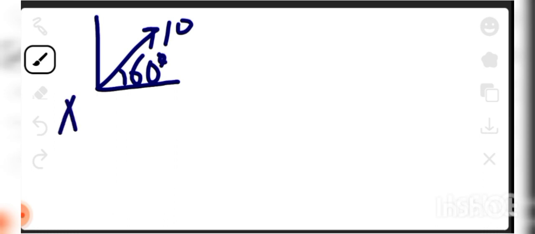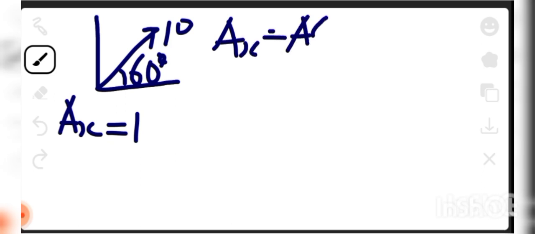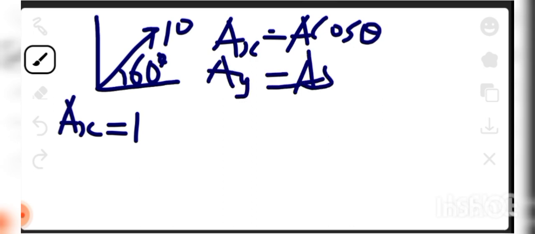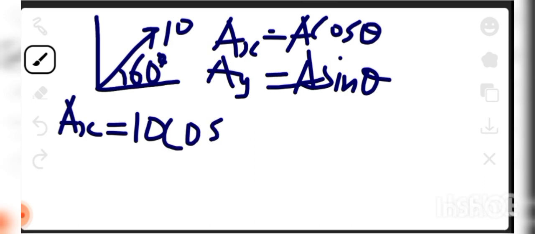To get the x component now, we are going to have 10. Remember ax is equal to a cos theta. ay is equal to a sin theta. Remember that. Don't forget that, please. So the next thing we're going to do is just apply the formula. We have 10 cos, what is theta? Theta is 60. You have an answer.